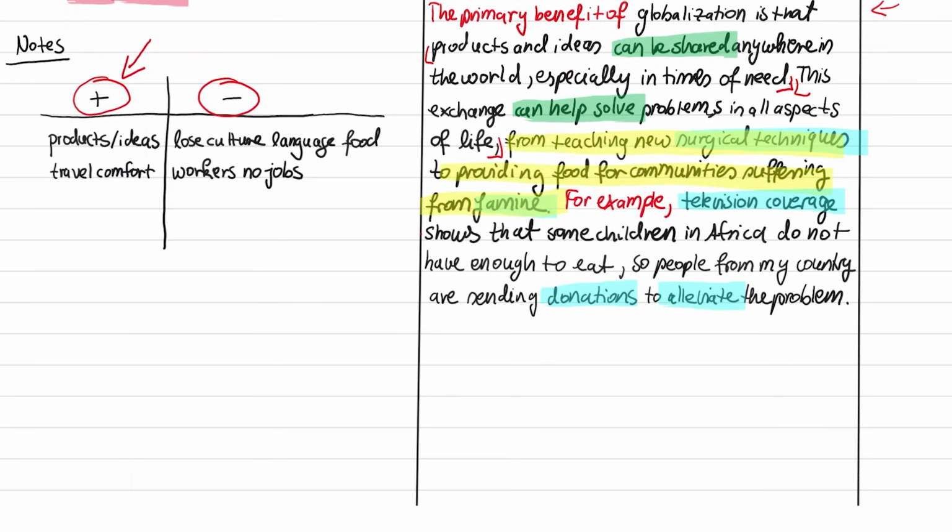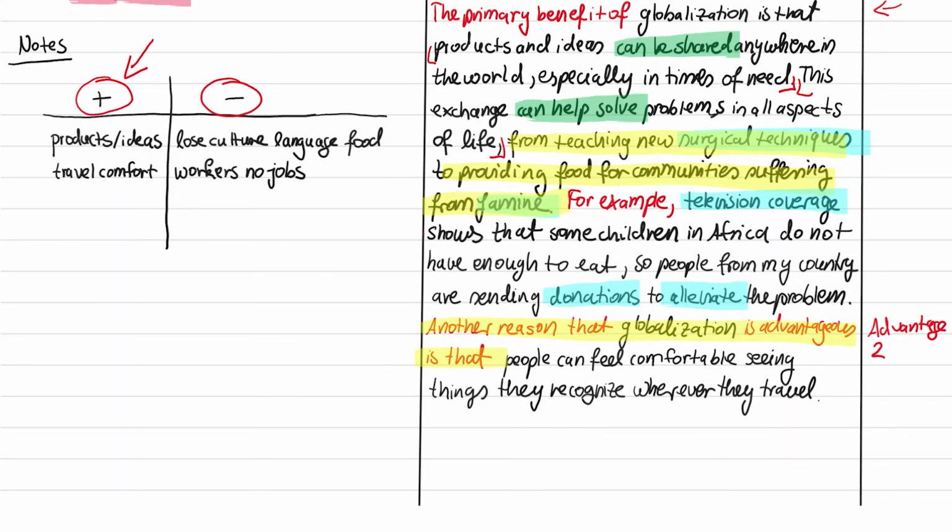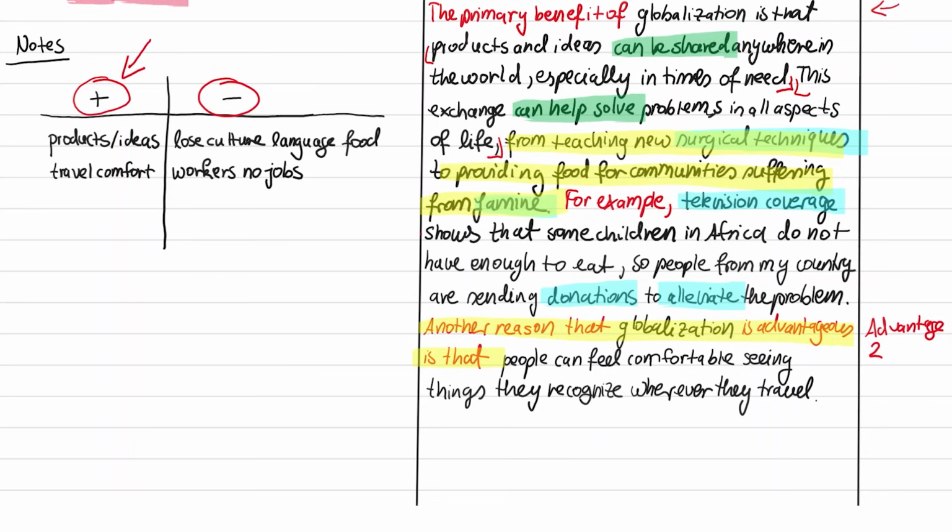Now, let's talk about the second advantage. Another reason that globalization is advantageous is that people can feel comfortable seeing things they recognize wherever they travel. Also notice that I use advanced vocabulary here: television coverage, donations, and alleviate.